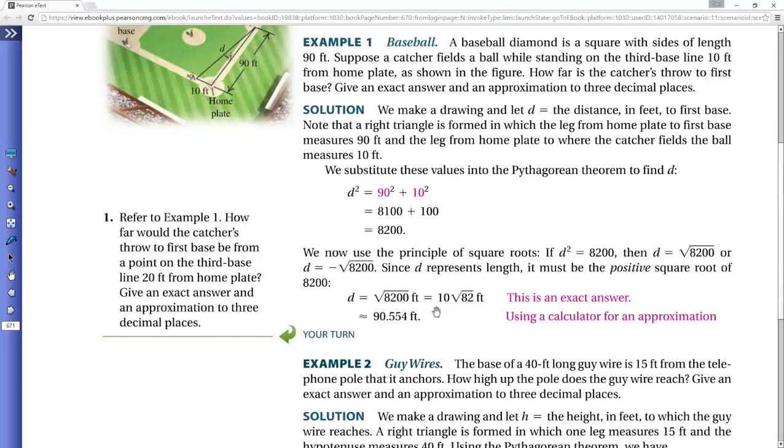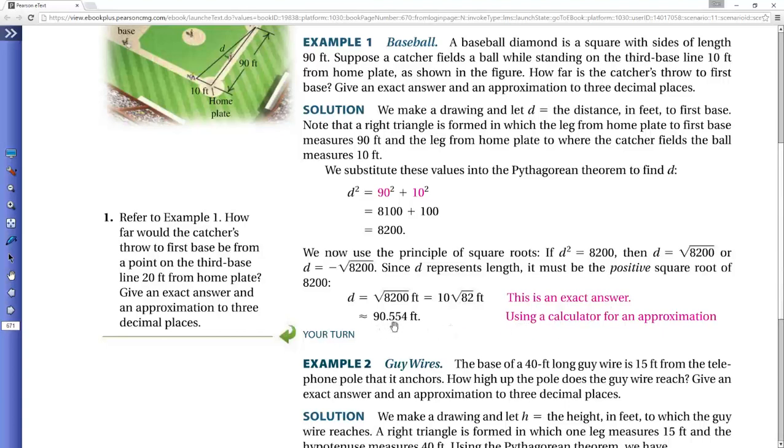The square root of 100 is 10, and we get 10 times the square root of 82. Now I would probably factor 82 to make sure I don't have a 4 factor or a 16 factor or something like that, or things that are even, they have to be even in this case. Okay. Well, there aren't any other perfect squares in factoring of that, so this is the exact answer.